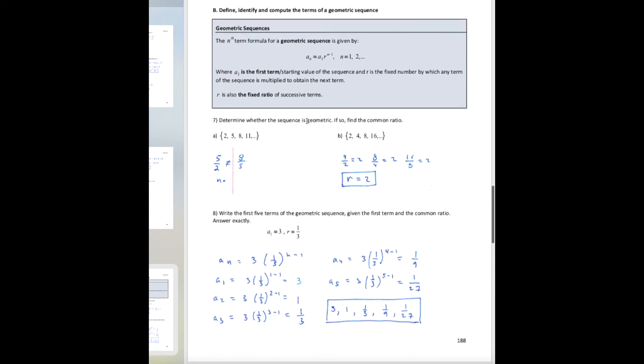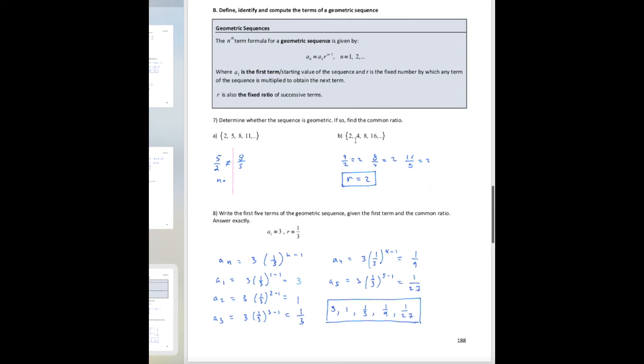So determine if the sequence is geometric. If so, find the common ratio. These are the same 2 examples I had up for that first example. So now if I try to do the ratio of consecutive terms, which is what this is saying, 5 over 2, and then the ratio of the next 2 terms, 8 over 5, 5 halves does not equal 8 fifths, so there is no common ratio between the terms.